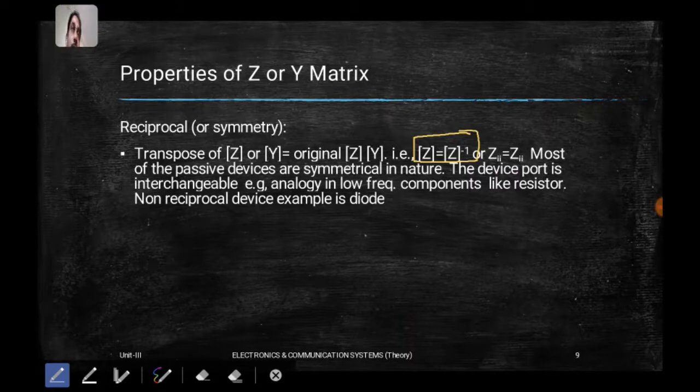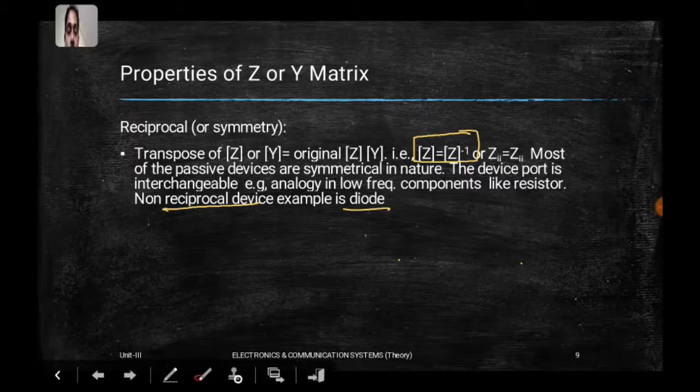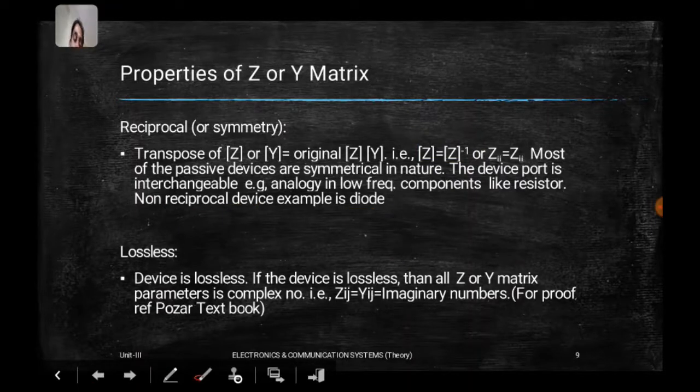If we take a non-reciprocal device, where you cannot interchange, that is called a non-reciprocal device. For example, a diode in a low frequency circuit. Anyway, we will see some examples in the microwave devices where the 2-port network is non-reciprocal. If the device is lossless, then the Z or Y parameter will have only an imaginary number, that is jB. It doesn't have a real value.